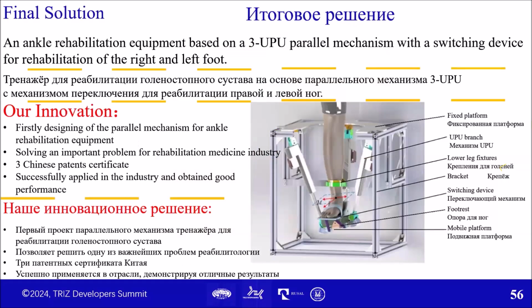Our final solution is that ankle rehabilitation equipment be set on a 3 UPU parallel mechanism with a switching device for rehabilitation of the right and left foot. The U of the UPU means universal joint. The P of the UPU means sliding pair.